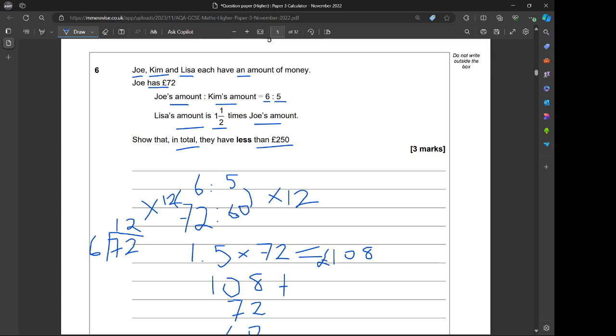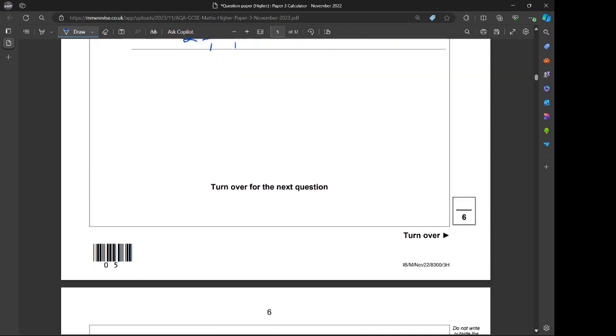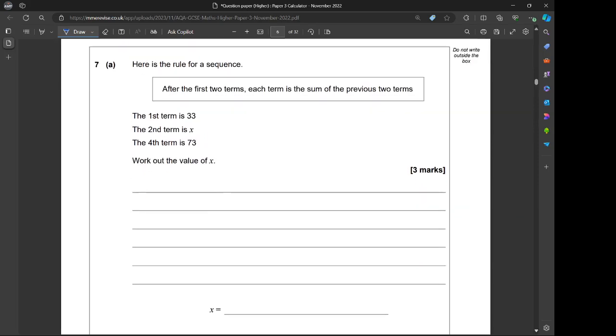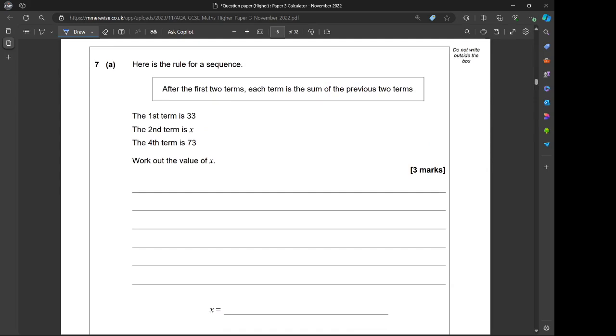Thank you. Yep, it was quite a nice question. This is actually AQA higher tier. But I think the first 6 questions may overlap here with the foundation tier. From this question onwards, I think it starts to become more higher tier.